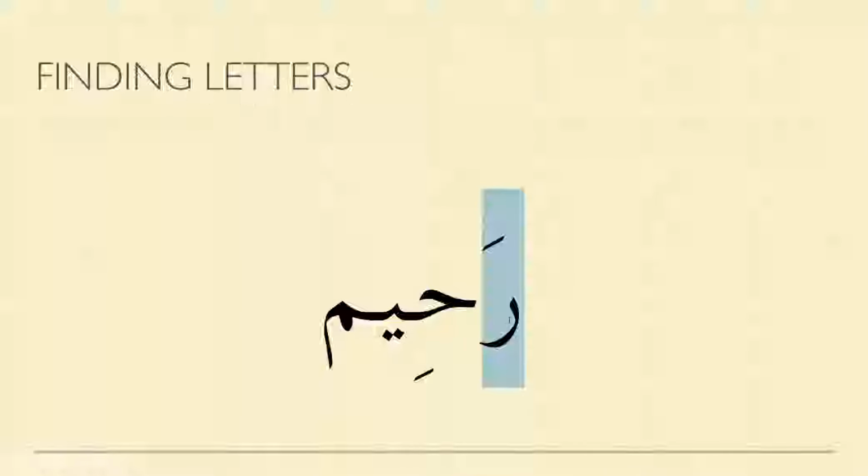Rahim. Here we have our Ra, followed by a Ha with a Kasra, Hi, extended by the Ya, Rahi, and then we have our Meem in the final position, with its tail coming down, Rahim, which means merciful and kind.